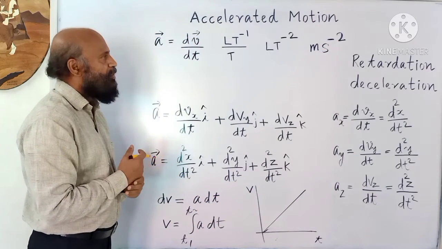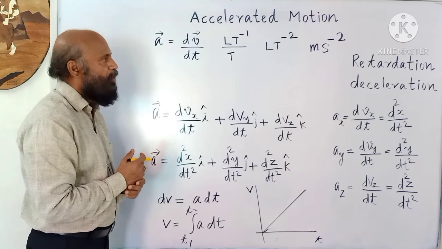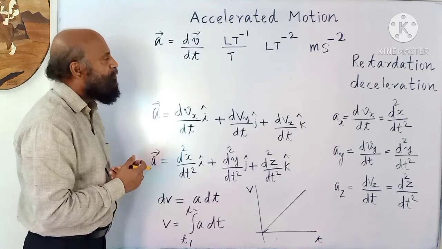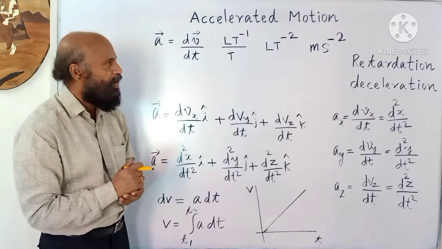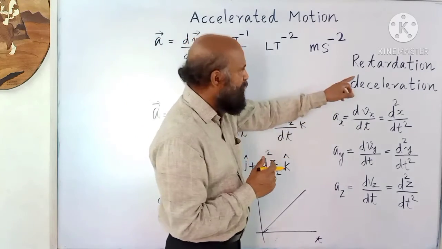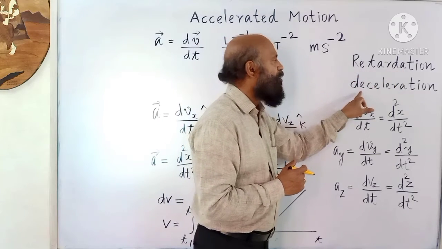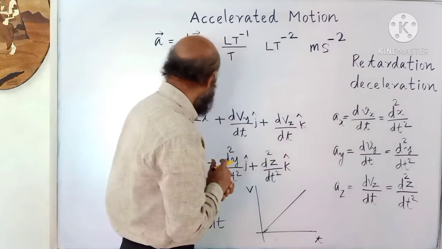If the velocity is increasing, the body is said to have positive acceleration. If the velocity is decreasing, it is said to have negative acceleration. Negative acceleration is known as retardation or deceleration.